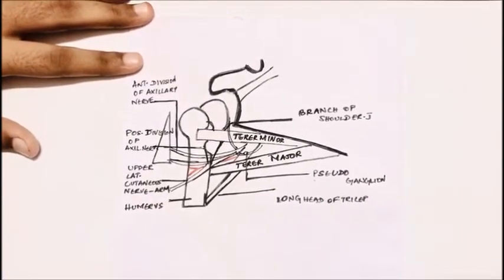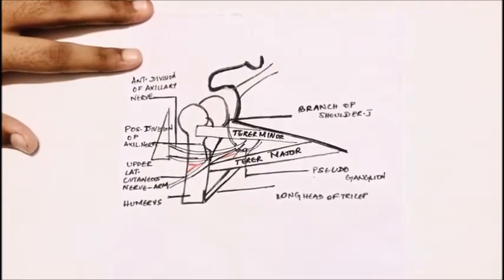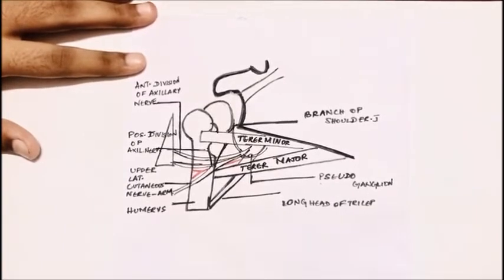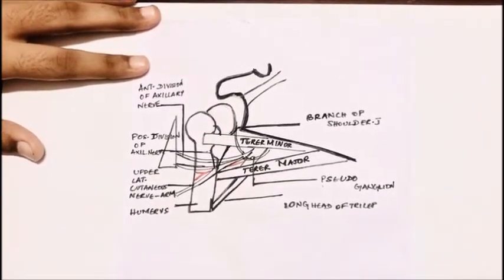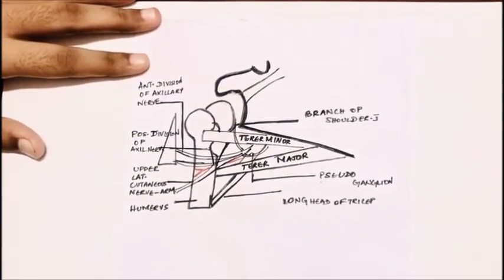Let us move on to its course and relations. It arises from the posterior cord of the brachial plexus. The posterior cord lies posterior to the second part of the axillary artery. The axillary nerve lies posterior to the third part of the axillary artery. In the axilla, it lies on the lateral side of the radial nerve.